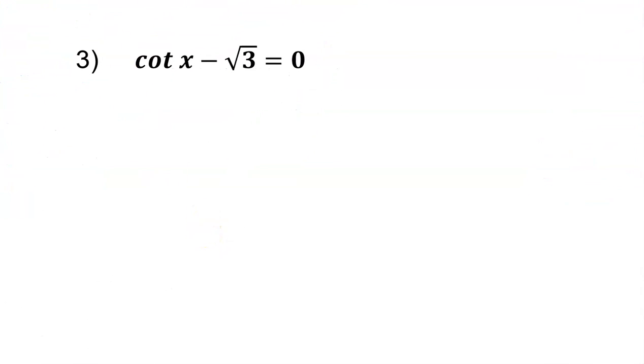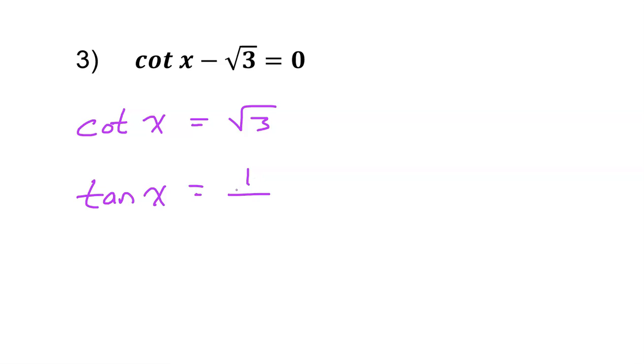All right, for problem number 3, let's get cotangent by itself. We will add radical 3 to both sides, and we will have cotangent x is equal to radical 3. We are less familiar with cotangent and more familiar with tangent. So let's take the reciprocal of both sides of this equation. The reciprocal of cotangent is tangent. The reciprocal of radical 3 is 1 over radical 3.